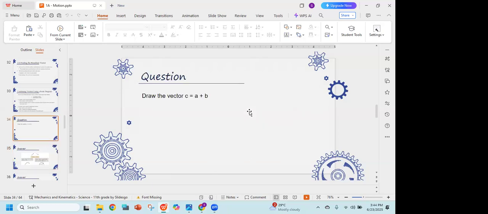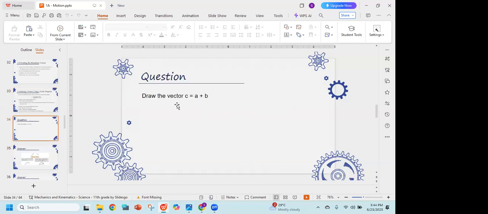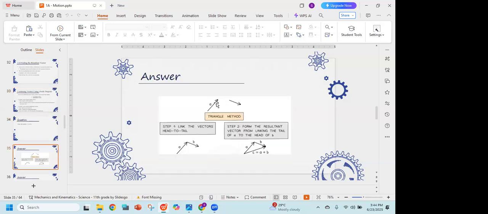Clear? So here there was a question. So that's what I told you. It says draw the vector C equals A plus B. These are the two vectors given. So this is how we represent.